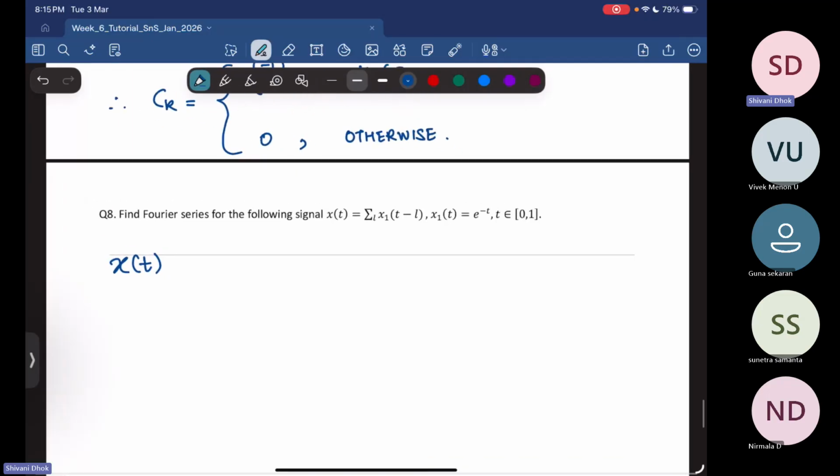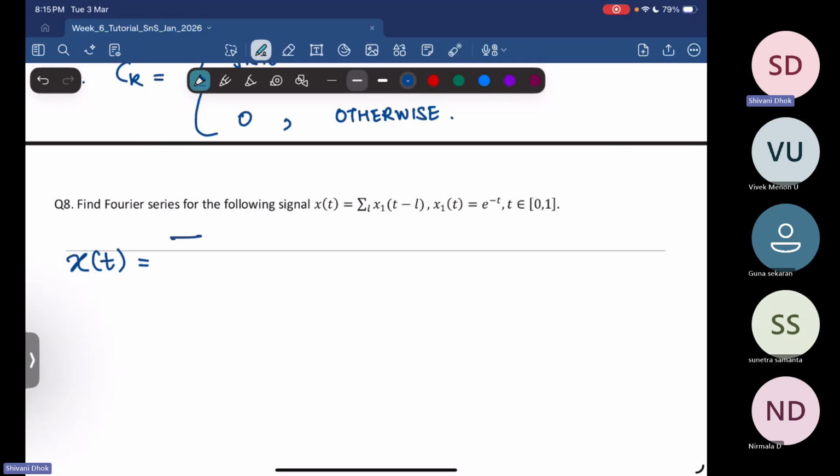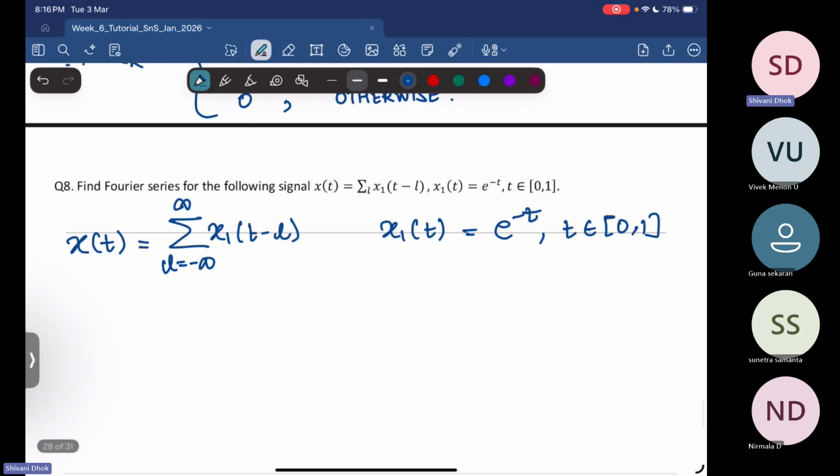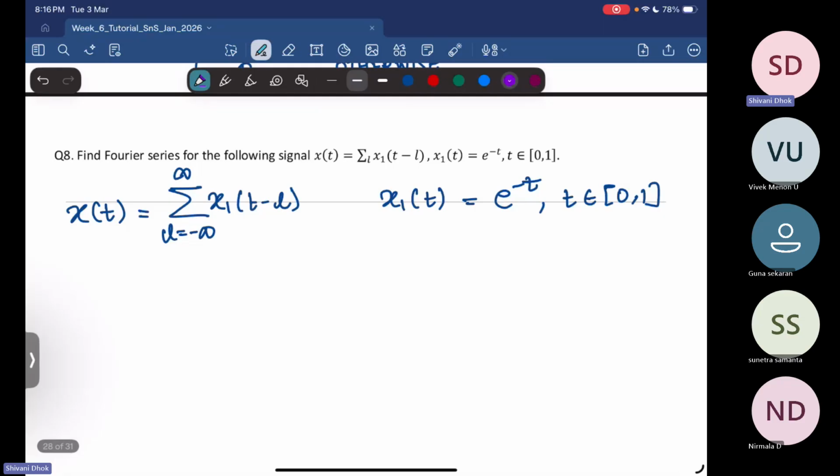I apologize for the small font. The signal is summation over L from minus infinity to infinity of x1 of t minus L, where x1 of t is e power minus t for t in the range of 0 to 1. So let us first see how this x1 of t looks. You have this signal like this.